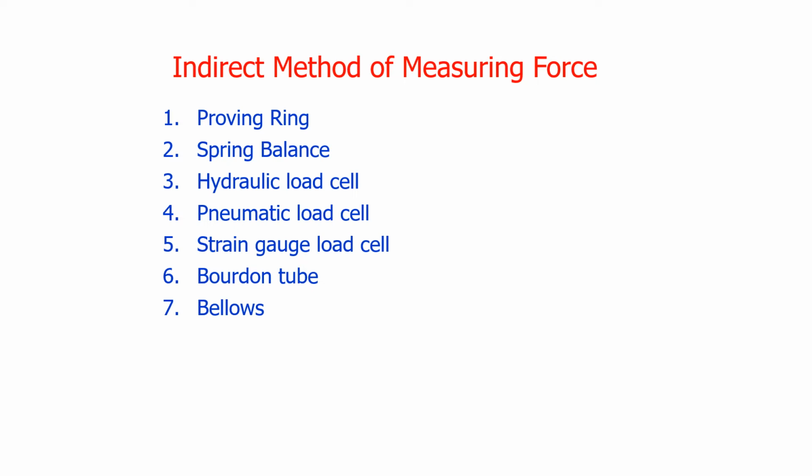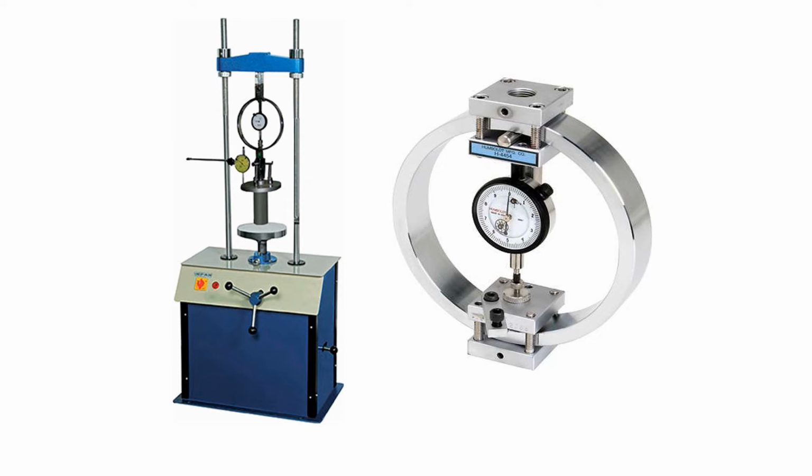Now in the indirect method of measuring force, we have proving ring, spring balance, hydraulic load cell, pneumatic load cell, strain gauge, and Bourdon tube and bellows. These are the different methods for measuring force. The proving ring method is the famous method. It is mainly used for calibration of tensile testing machines, as well as for measuring tensile force and compressive force. Both can be measured using this proving ring.